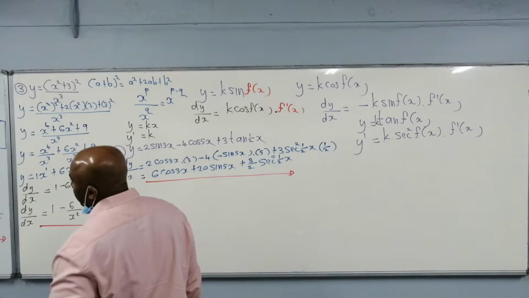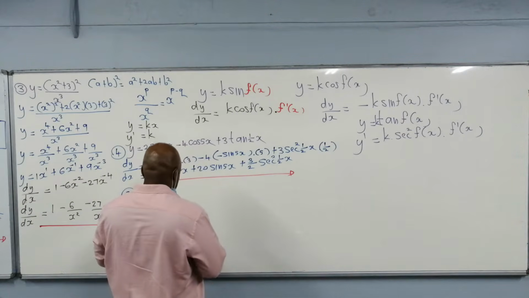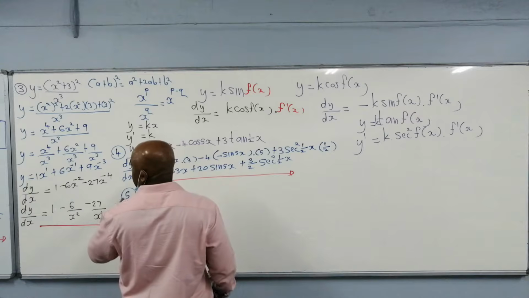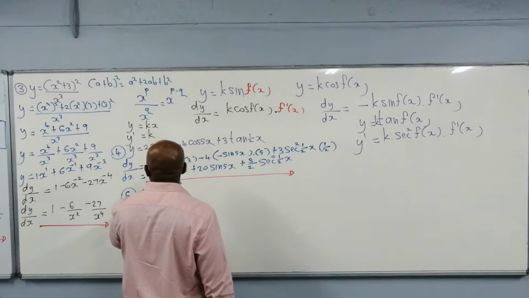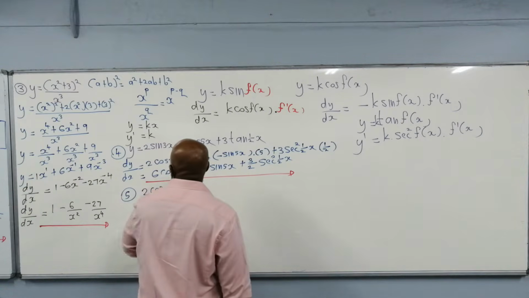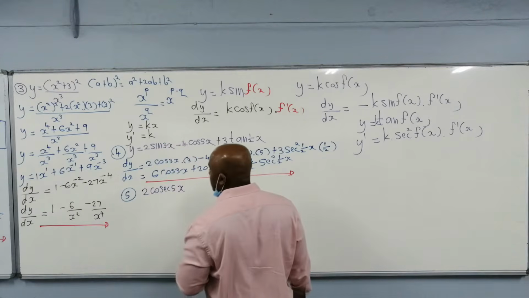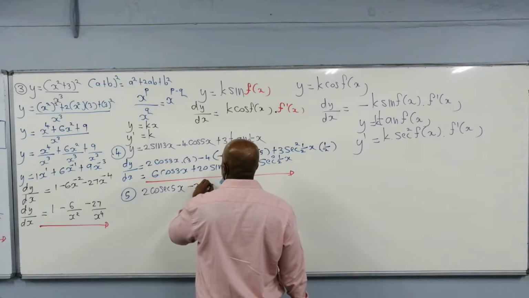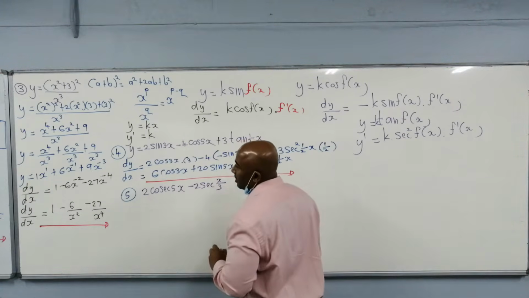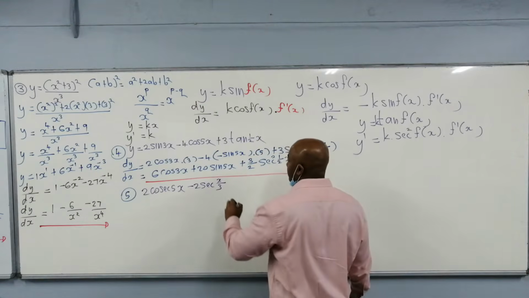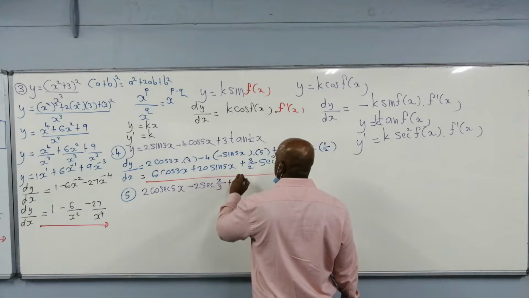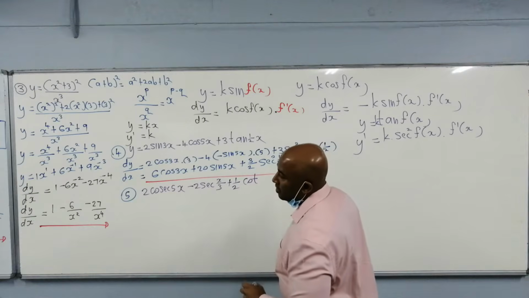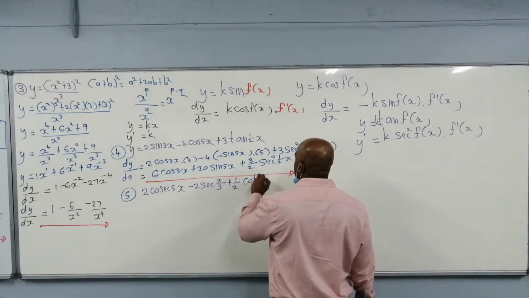What is number 5? Now we've got 2 cosec 5x minus 2 sec x over 3 and then plus half cot of 2x over 3.